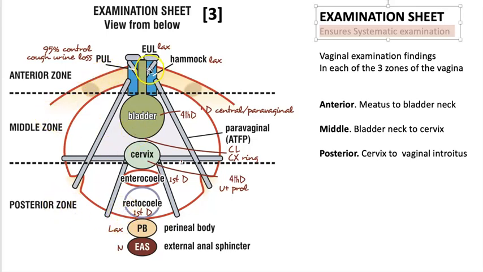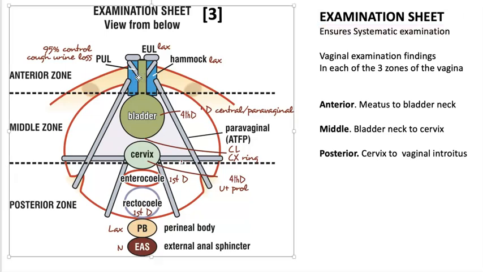So you look at the anterior zone between the meatus and bladder neck, and you look for, and I will show you this later with photographs, the pubourethral ligament. The only way you can test that is by asking the patient to cough. The hemostat test, I'll show you that later. The suburethral vaginal hammock, and the external ligament. You can actually see all these three things.